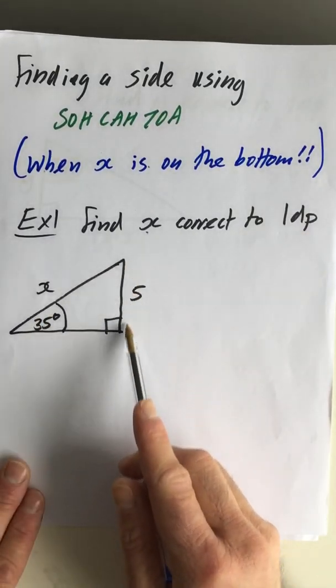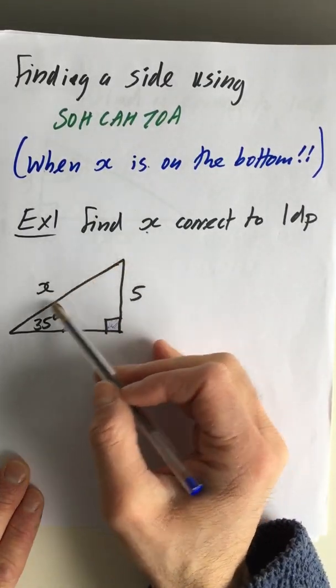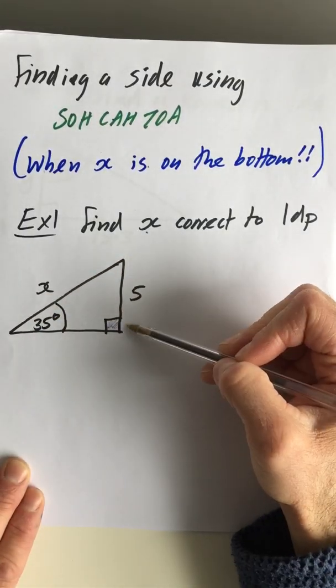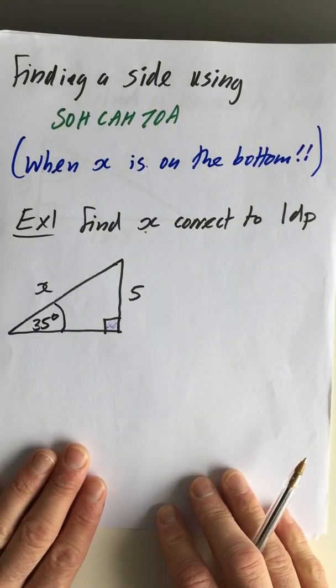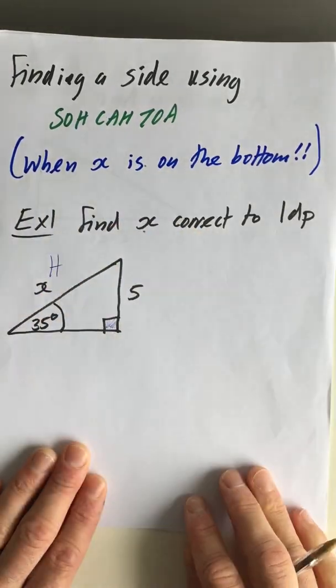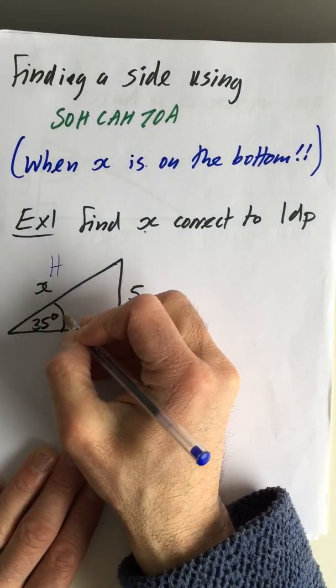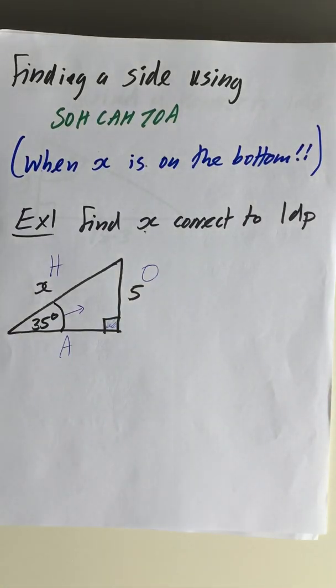So what we have is a right angled triangle. Here's my right angle. I have a mystery x length here, and I have a 5 here. I have an angle 35 degrees here. So a bit like we've already been doing, we label our triangle. If this is the right angle, this here is H. If this is the angle that we know, 35 degrees, this is O, and this is the adjacent A.